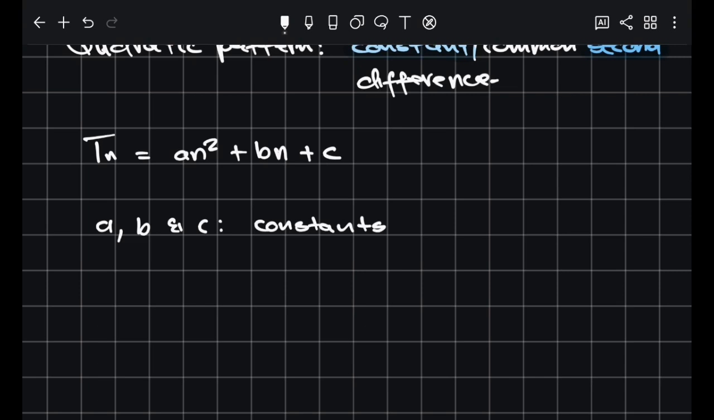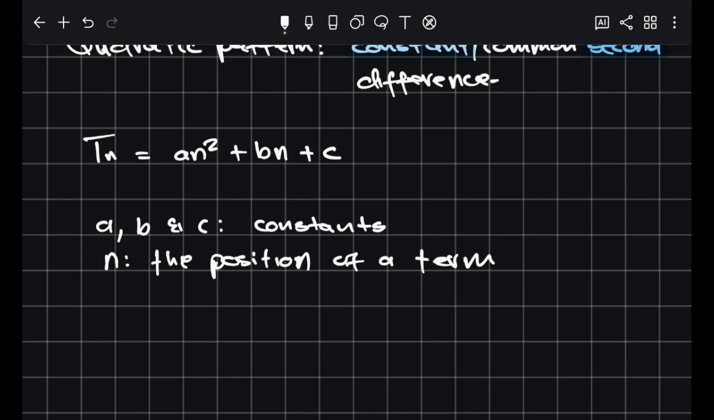Now let's look at your n. What exactly is n? This n right here is the position of a term or a number in a pattern. It's just the position. What do I mean by the position?